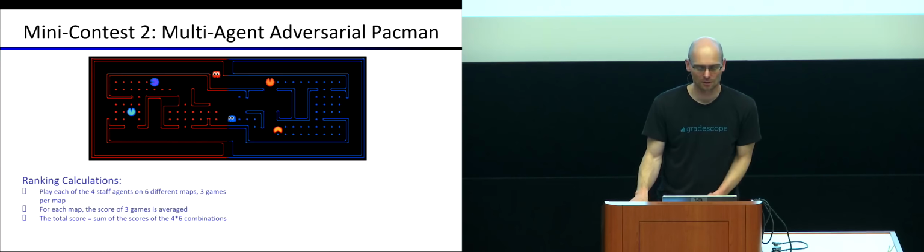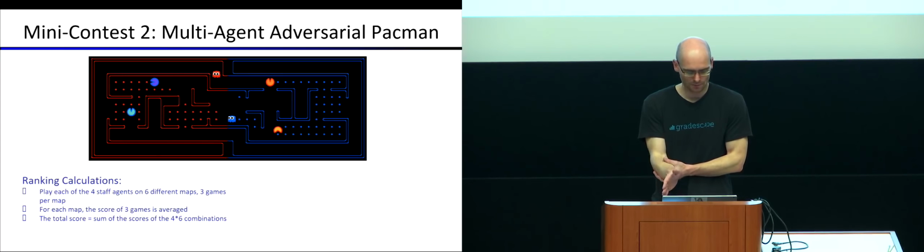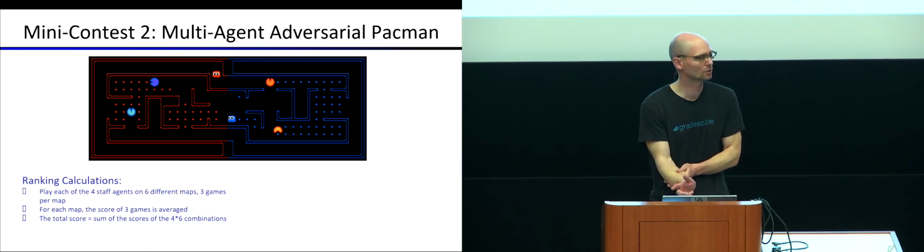How are the rankings calculated? For each of the 4 staff agents on the 6 different maps, 3 games per map are played. Then for each map, the score of the 3 games is averaged, and then the total score is the sum of all these average scores.